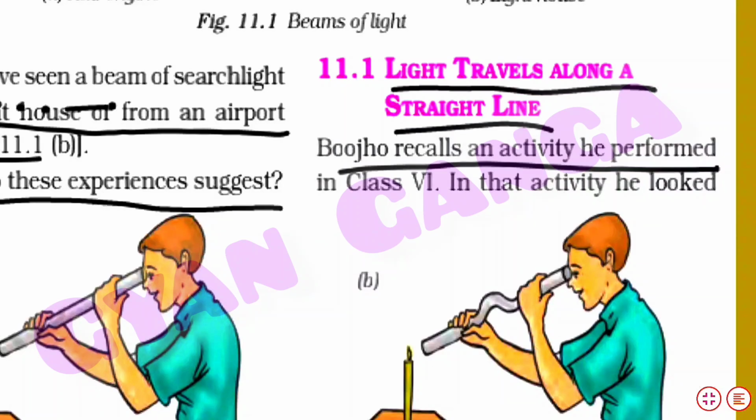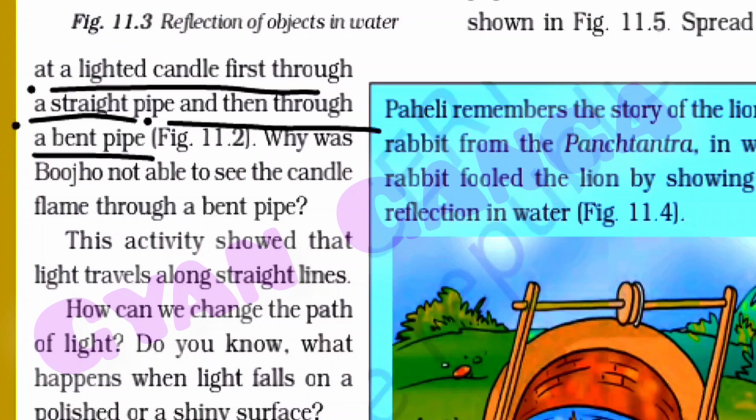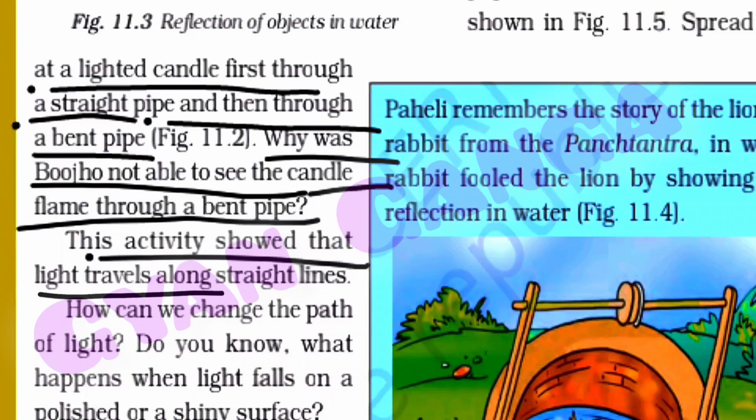Boojho recalled an activity he performed in class 6. In that activity, he looked at a lighted candle, first through a straight pipe and then through a bent pipe. Boojho was not able to see the candle flame through a bent pipe. This activity showed that light travels along a straight line. How can we change the path of light?